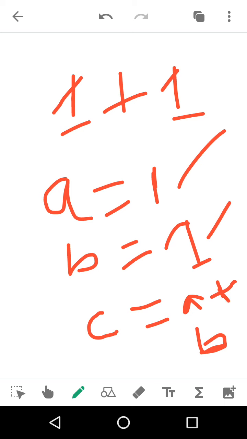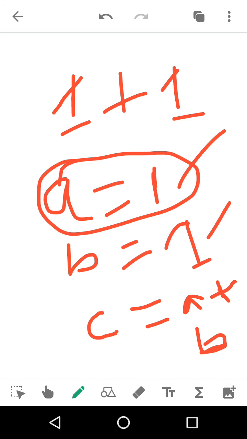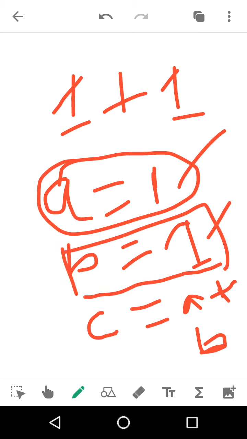See how the interpreter will work. First of all, it will interpret this step, that a equal to 1. It will translate it to machine level language, that the value of a is given as 1, then the value of b is also given as 1. The interpreter will interpret and do the necessary steps.